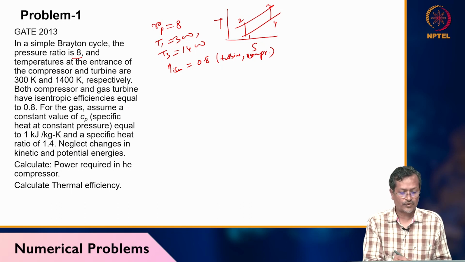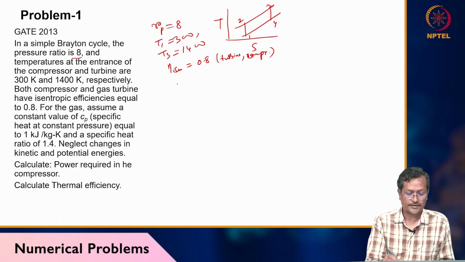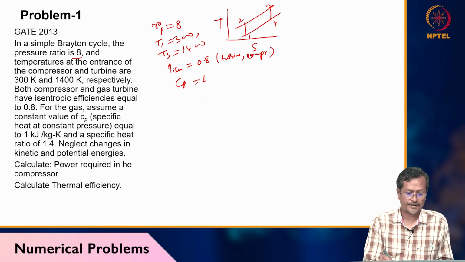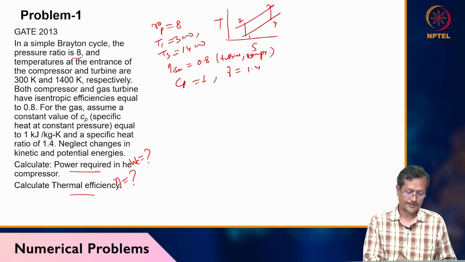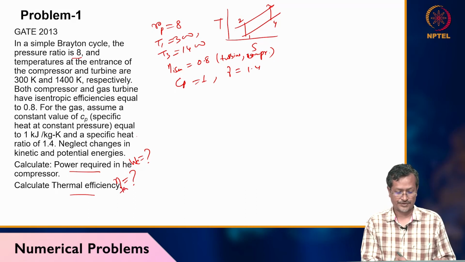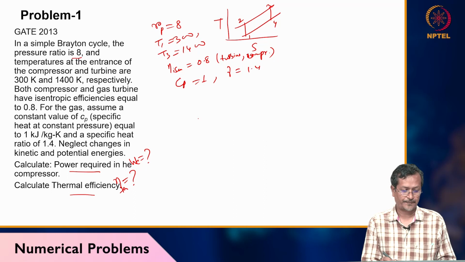For the gas, assume a constant value of Cp. So Cp is 1 kJ per kg K. The specific heat ratio is given as 1.4. Neglect changes in kinetic and potential energy. Calculate the power required and the thermal efficiency. So eta thermal and Wc. Now I have to calculate these two parameters.